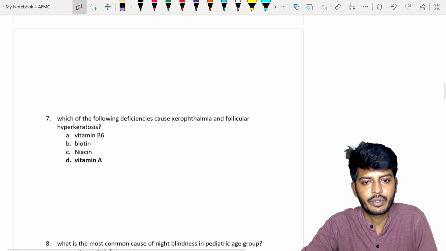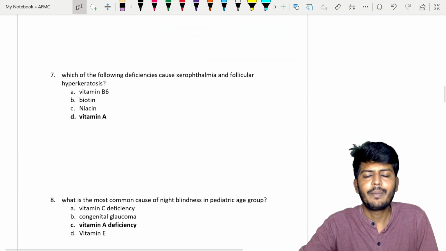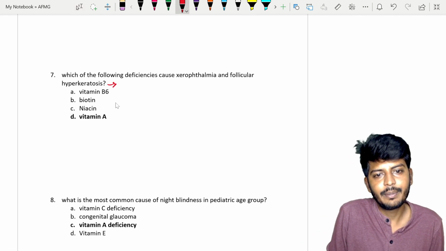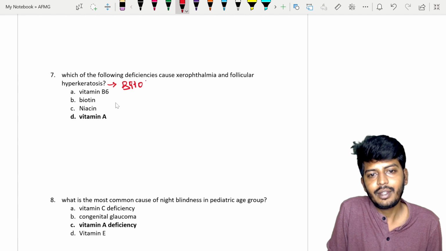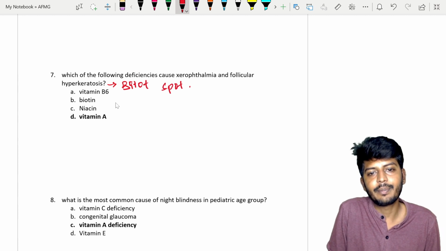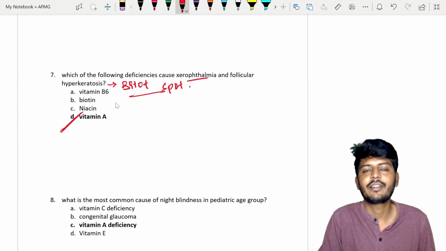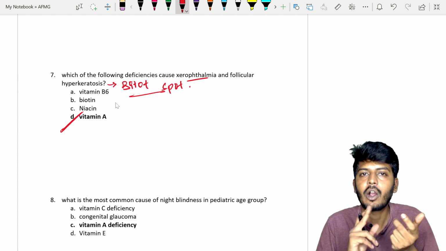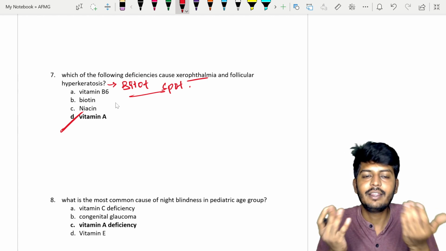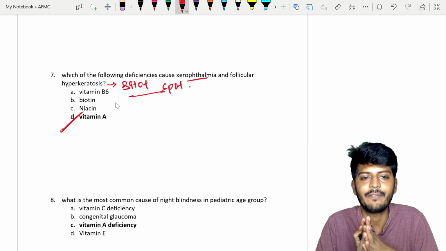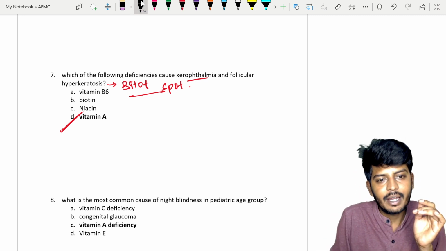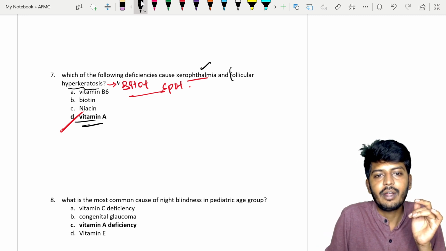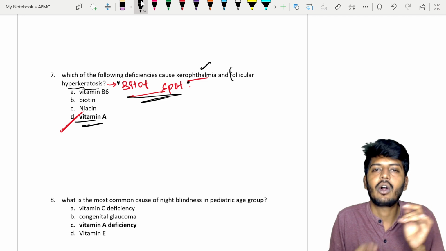All right, let's go to the next question. Xerophthalmia and hyperkeratosis. Follicular hyperkeratosis is a symptom called Bitot spot. This is only called Bitot spot. So this Bitot spot and xerophthalmia are a direct indication of vitamin A deficiency, because dry eye, Bitot spot, corneal xerosis, then corneal ulcer are a few stages of vitamin A deficiency. Remember, vitamin A deficiency will lead to xerophthalmia and follicular hyperkeratosis, which means your Bitot spot, my dear students.